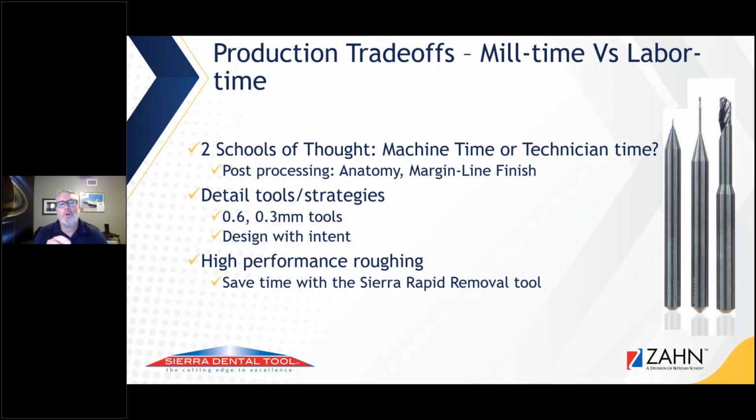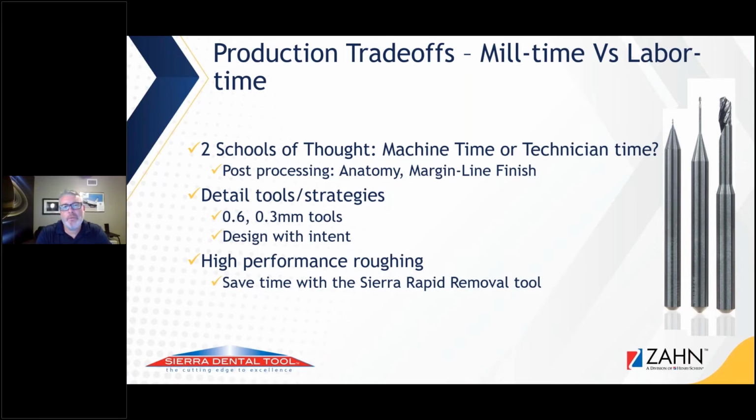If you want to go with the mill time, you need to be a little bit more deliberate when it comes to the design. Are you going to use the anatomy that has a 0.6 or a 0.3 that gets it way more detailed? Or are you just sticking with the 1mm finishing, and then it goes to post-production, and they carve in the anatomy? Depending on the lab you are at, your philosophy and what you do, just be aware that there are two ways to do this.